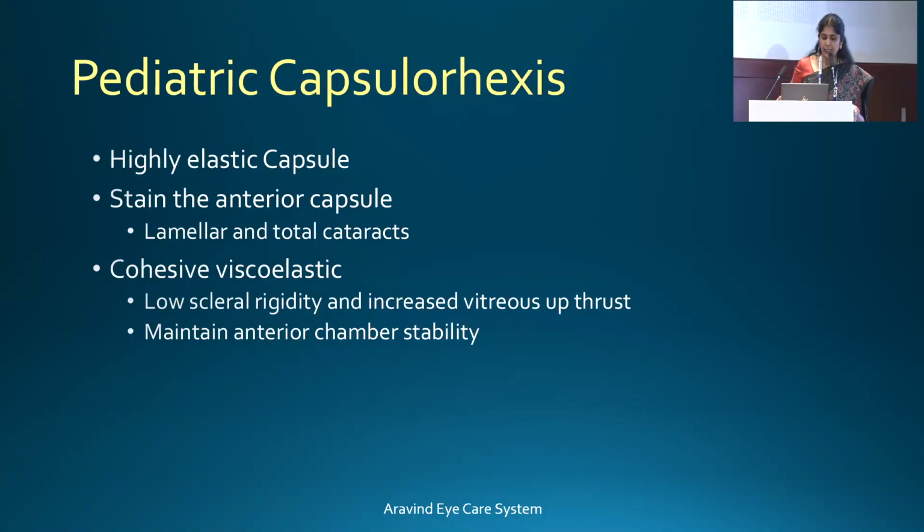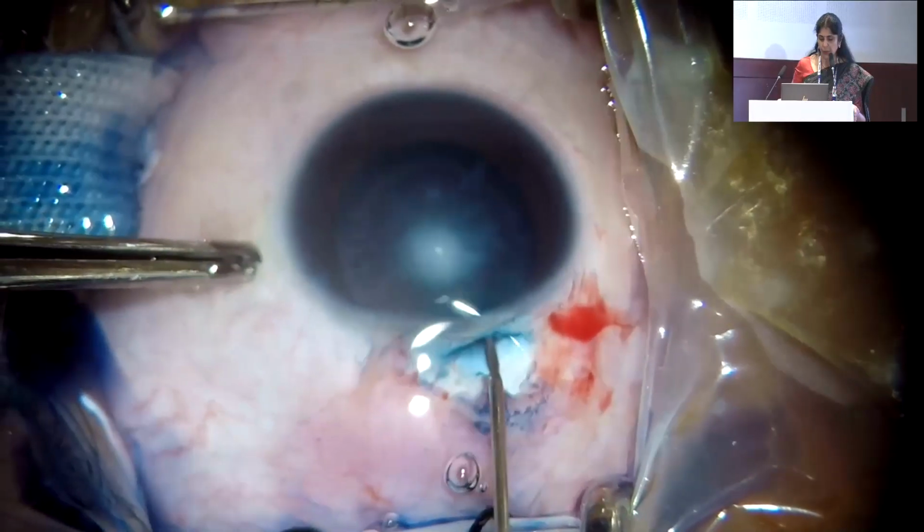In a pediatric rexus, again, staining is very important because most of these cataracts are either lamellar, in which case you're not able to see the rexus edge, or total cataracts. And a cohesive viscoelastic is even more important in a child because they also have low scleral rigidity and the eye tends to collapse. So you'll have to have a good viscoelastic, and you tend to have a lot of vitreous upthrust. So investing in a good viscoelastic is very important when taking care of a pediatric capsular rexus.